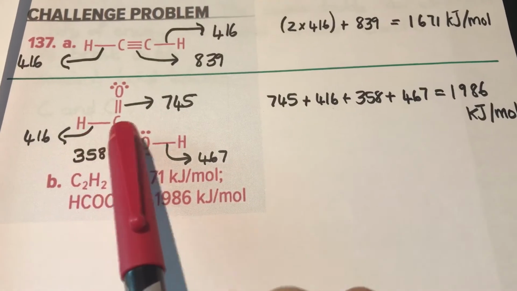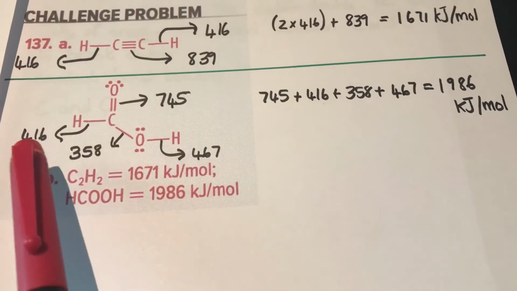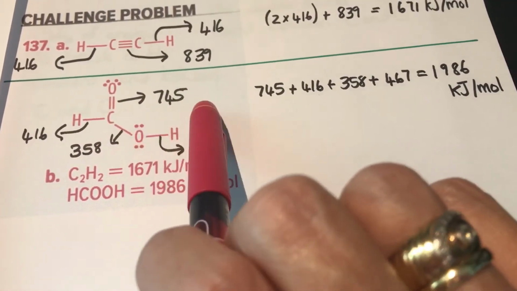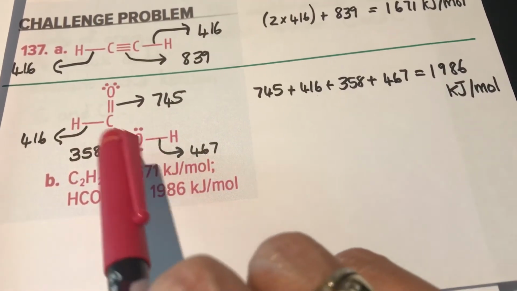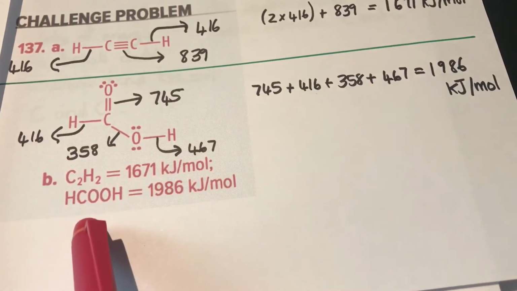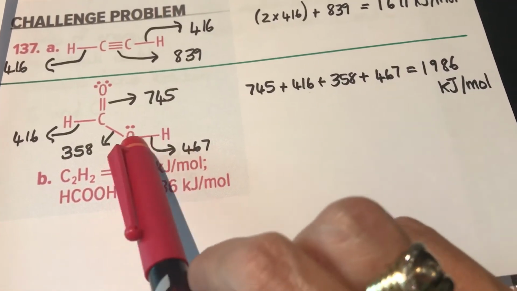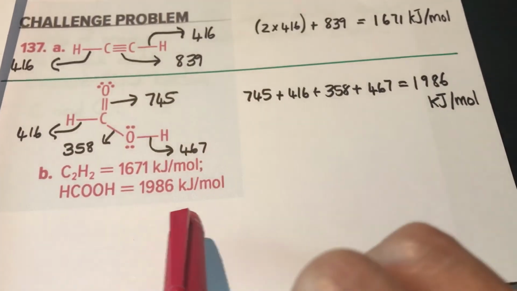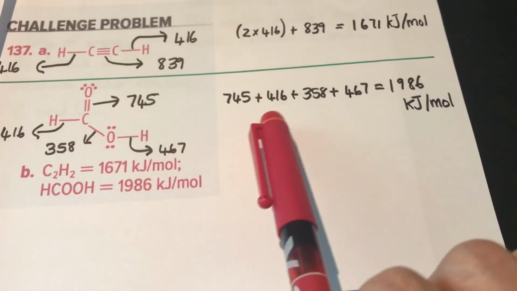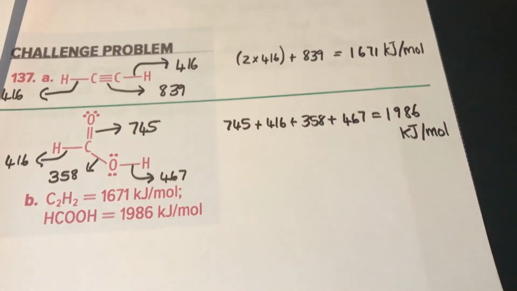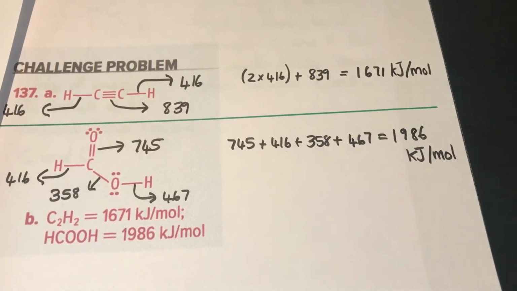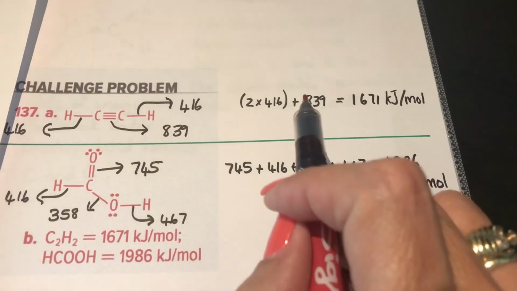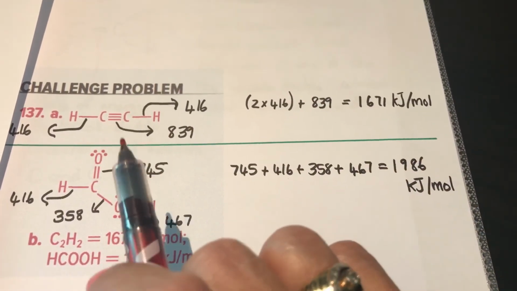I went and looked up the carbon hydrogen bond and I saw it's 416. Then carbon double bond oxygen, 745. Carbon oxygen single bond, 538. And then oxygen hydrogen single bond is 467. In this one you can see that my bonds are not repeated. So I looked up all the bonds, then added them together and got my answer. So my 416 was between carbon and hydrogen. My 839 was between carbon and carbon triple bonds.